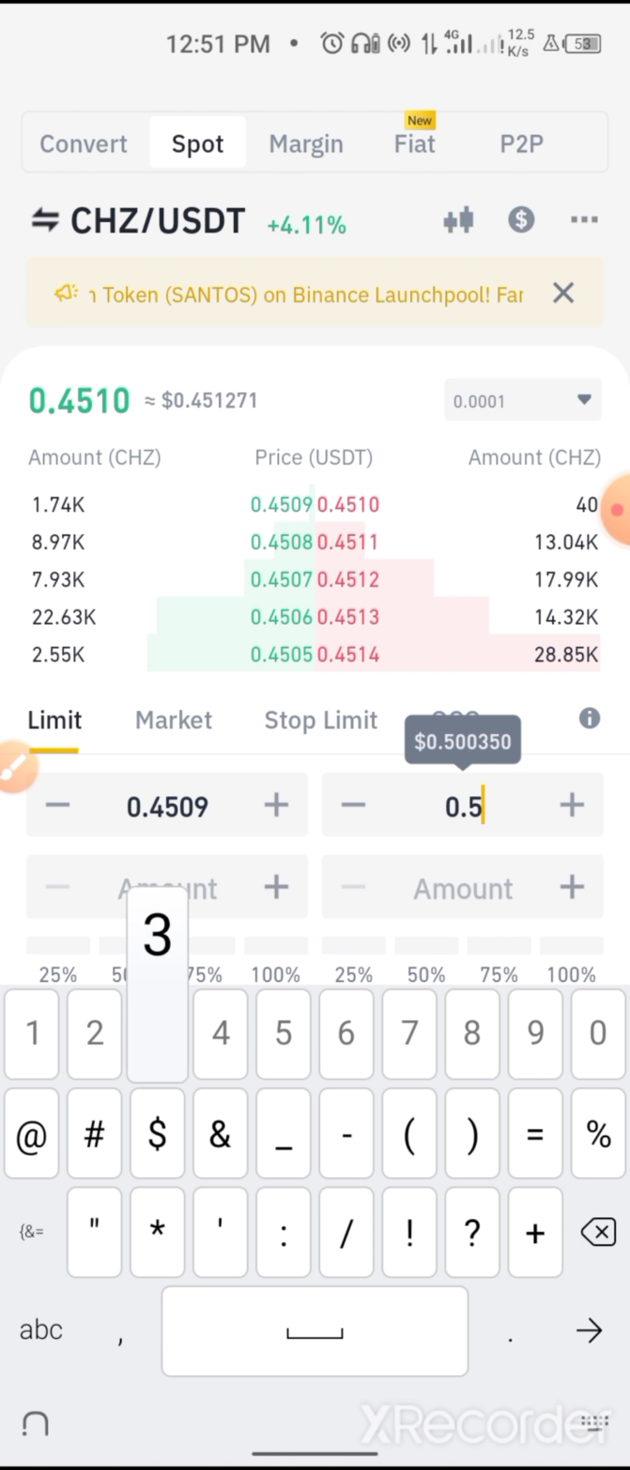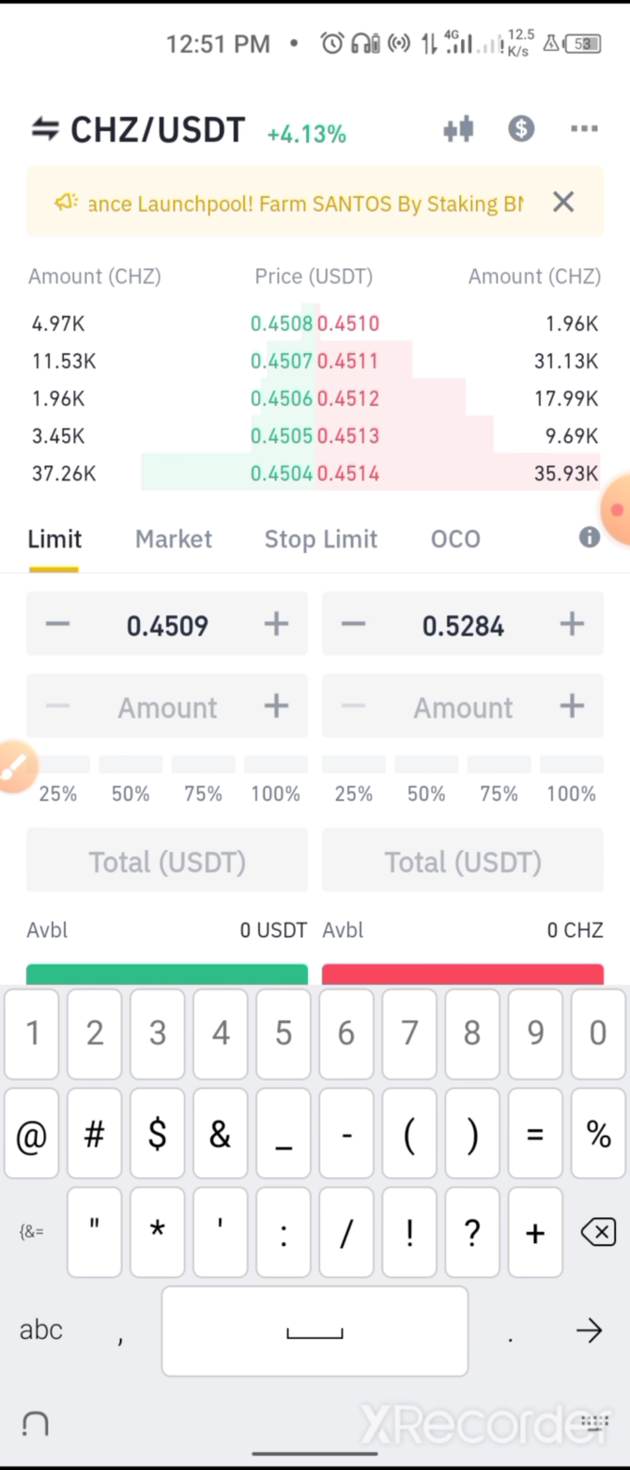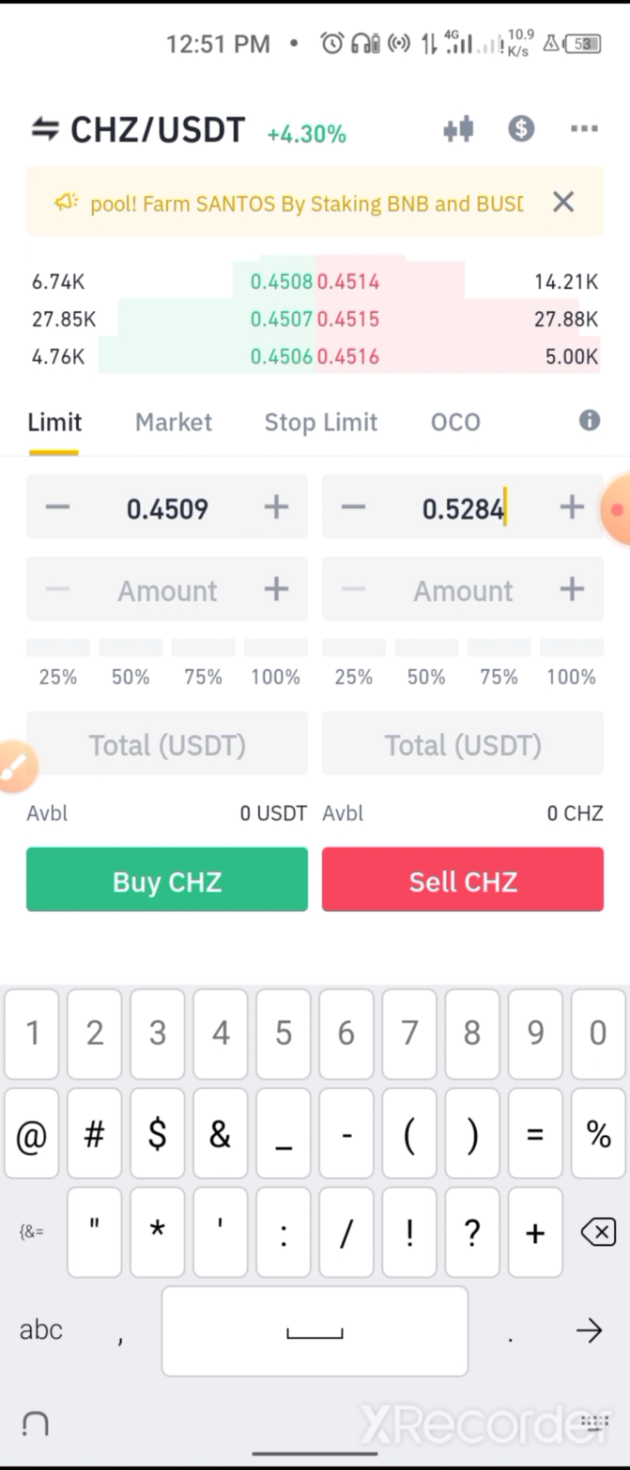We put 5284. Once you put in 5284, what quantity of the coin do you want to sell? Probably you want to sell 75%. You just go ahead and click on 75% straight up, or 50% or 25%, whichever one you prefer, or you can decide to put the quantity of the coin you want to buy or the amount you want to use to buy, which is $790. We'll be giving you around 1495 units of CHZ. Okay, so that's that for limit order.